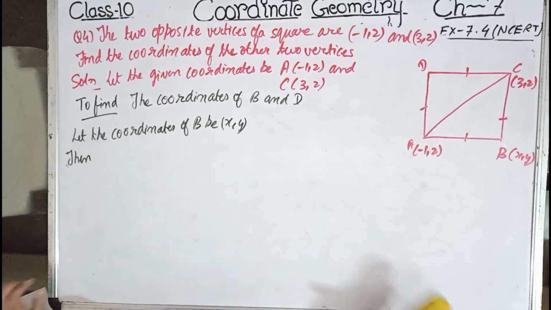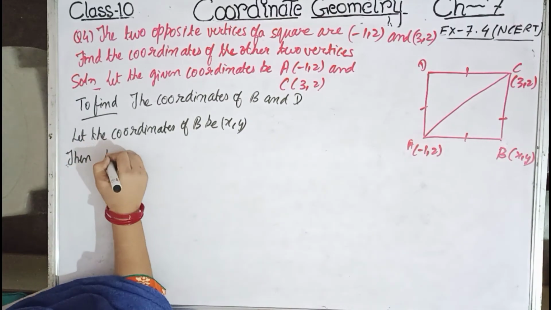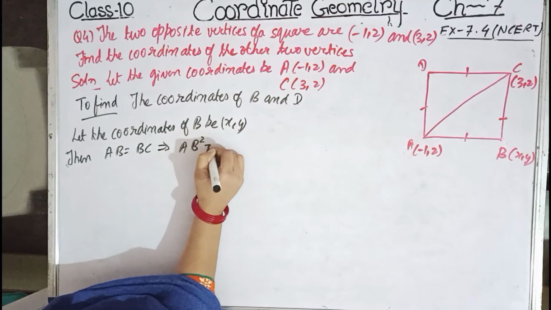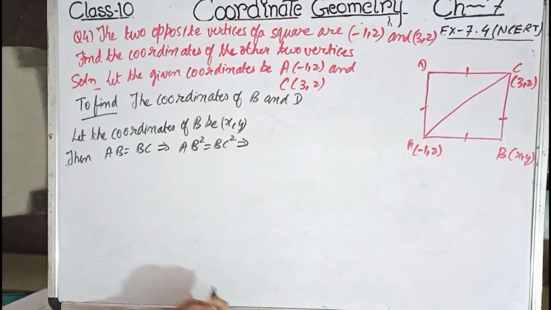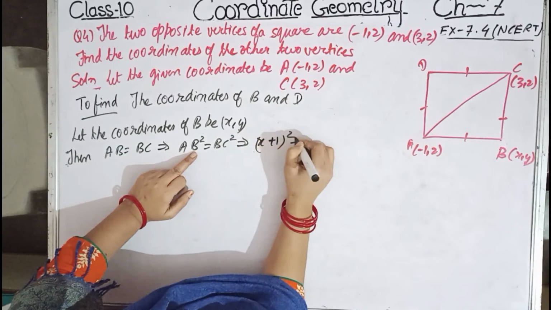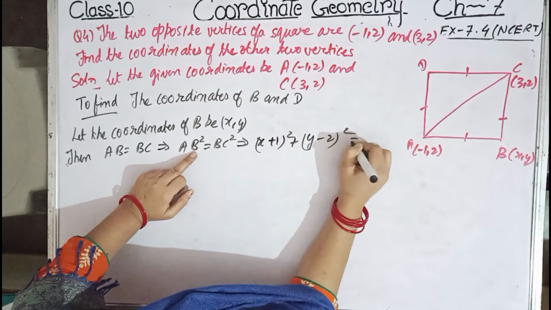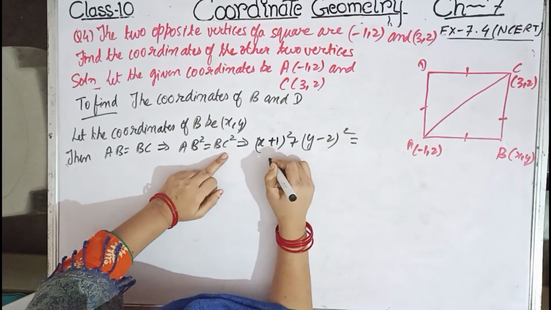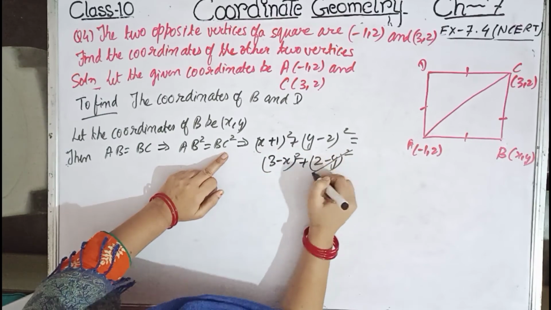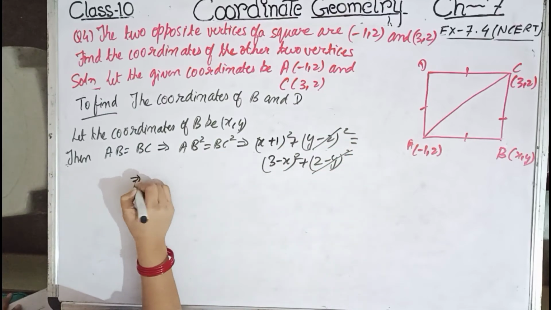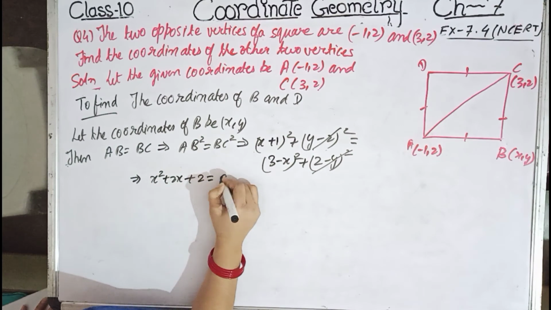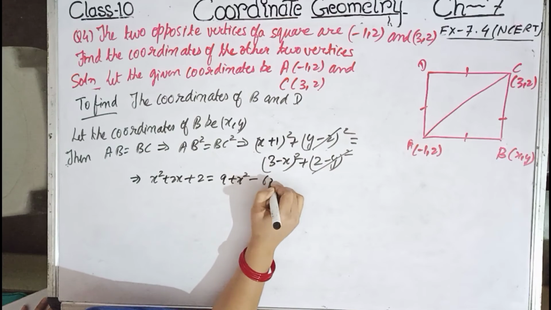Then AB equals BC implies AB squared equals BC squared. Now AB squared will be (x plus 1) whole squared plus (y minus 2) whole squared, equals BC squared, which will be (3 minus x) squared plus (2 minus y) squared. Now these two are the same, they will be cancelled. This implies x squared plus 2x plus 2 equals 9 plus x squared minus 6x.